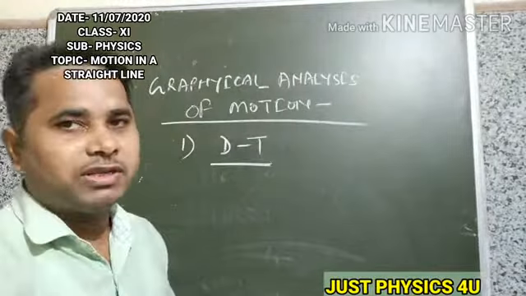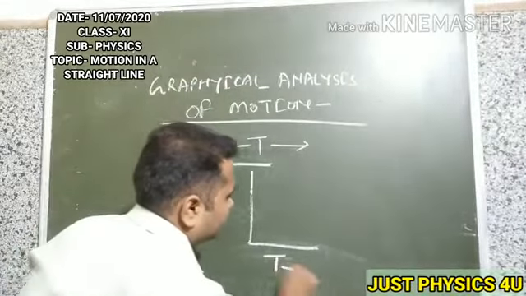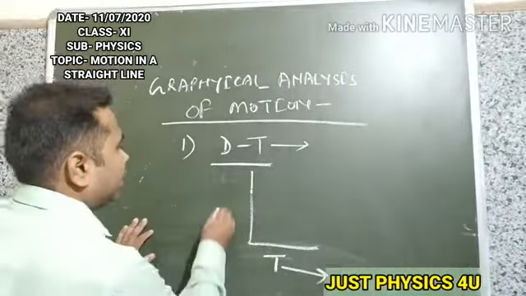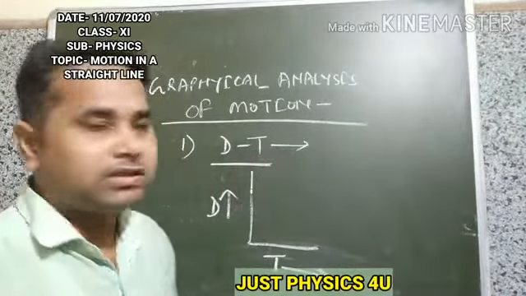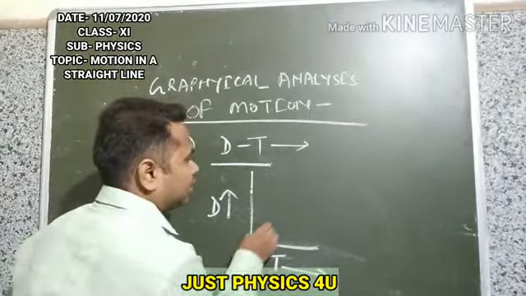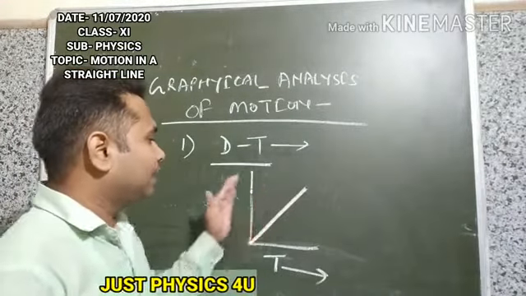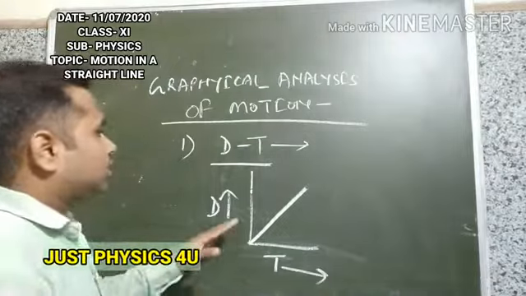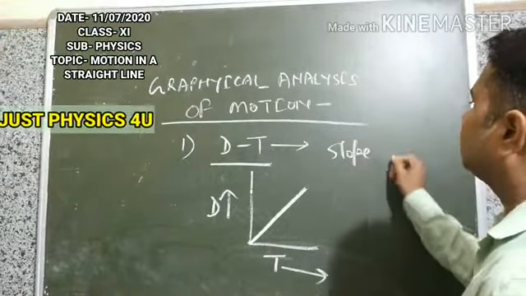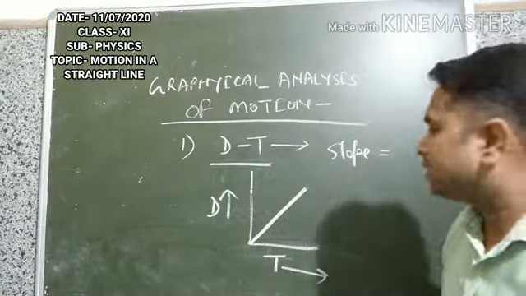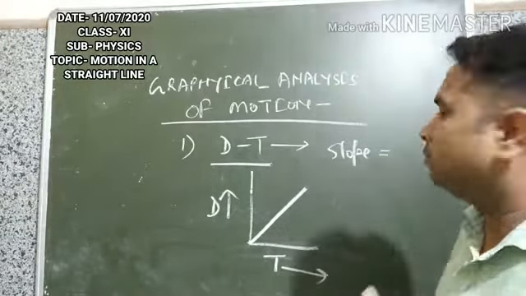or position time or displacement time. In the distance time graph, time is represented along the x-axis and distance or position or displacement along the y-axis, and suppose the motion is uniform. For uniform motion you will get a straight line inclined on the time axis. So the slope of this graph will represent the velocity, meaning the velocity or speed of the motion.